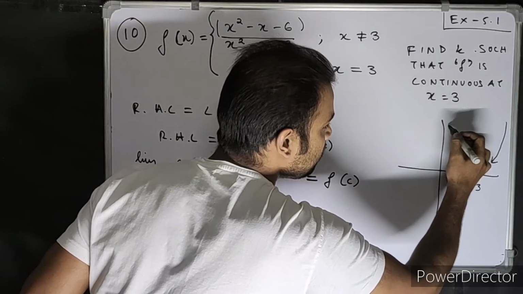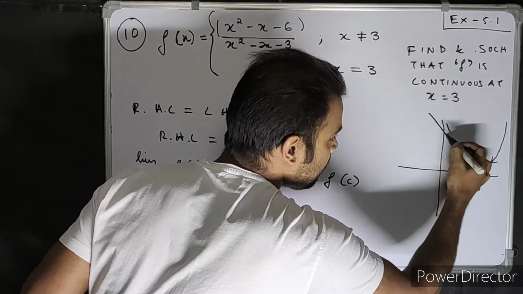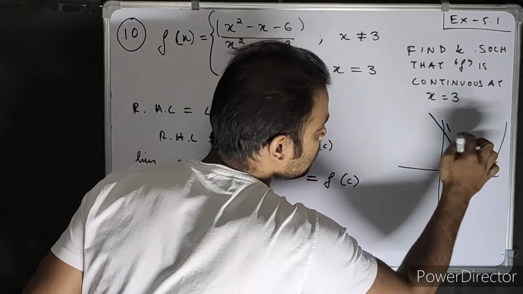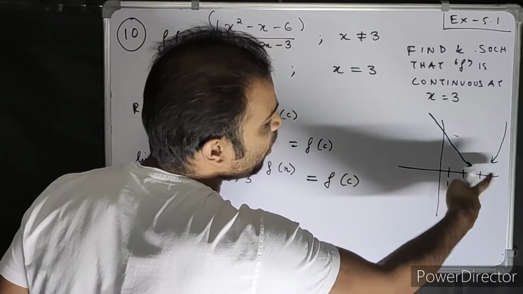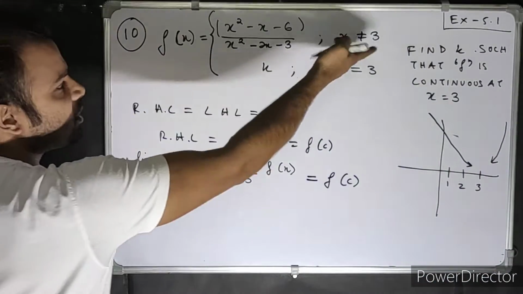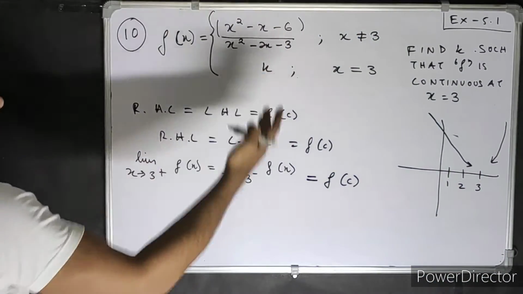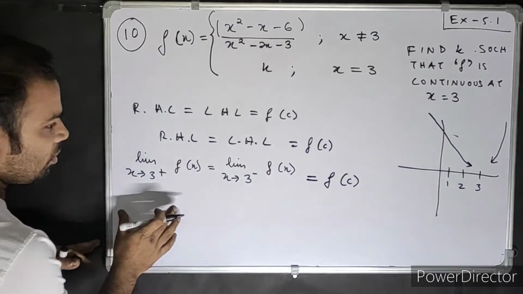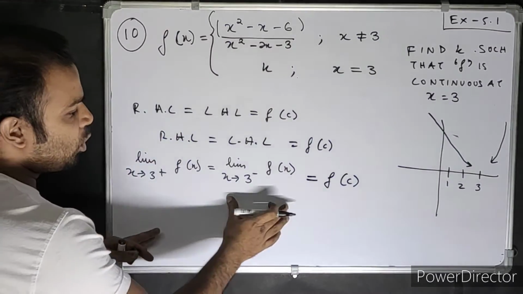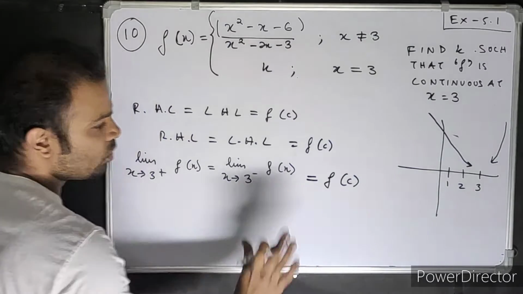Again, when it's approaching 3 from this side, it's again not equal to 3, it's less than 3, let's say 2.9 or something like that. Again, if it's not equal to 3, then you will use this. So instead of doing the same thing for both of these, you just write this equal to now this.